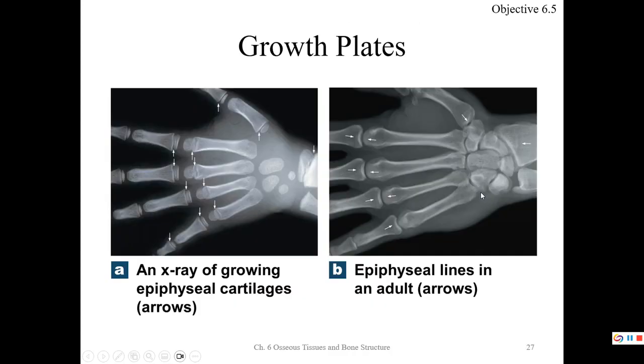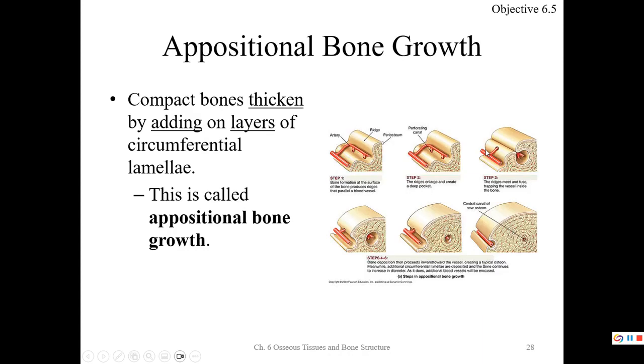So here you can actually see your growth plates, and they close up and become the epiphyseal lines for the adult. So epiphyseal cartilages, the growth plates, will be seen in a child. Here we can see most of the carpal bones haven't formed yet, and here we can see the carpal bones are formed. All right. Now, there is another kind of growth called appositional bone growth. Appositional bone growth is thickening. This is when we add layers of circumferential lamellae.